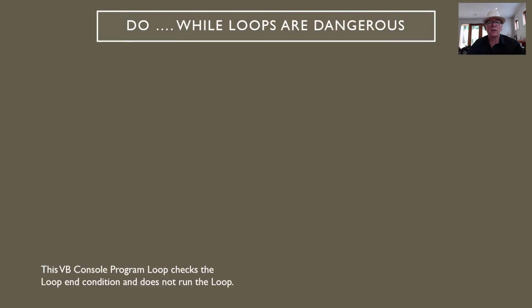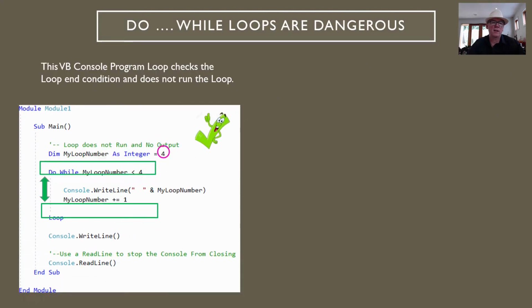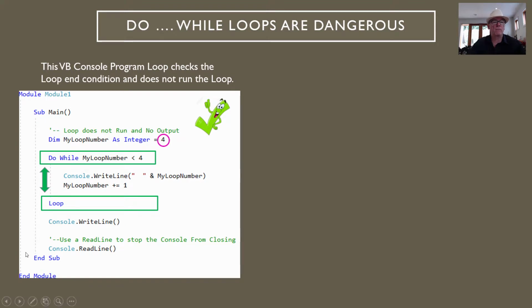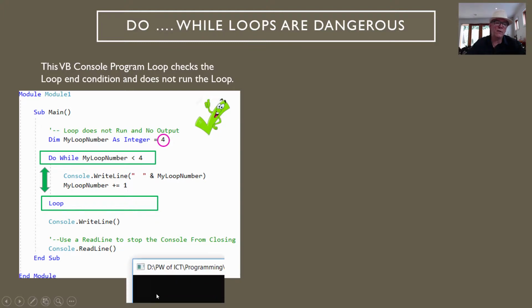So we'll show you a couple of VB.NET programs here. So here's a VB console program where we've got the do while with the checking at the top, and that works fine. That is safe, that gets the big tick, and that will give no output, because if we dimension here, my loop number as integer, and we set it to 4, well, when it comes down in here, it says, oh, do this when the number's less than 4. Well, no, we've got a 4. That's not less than 4, so I won't do anything. I'll just jump down here and do the console read line and the console write line.